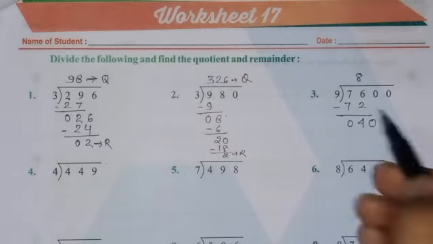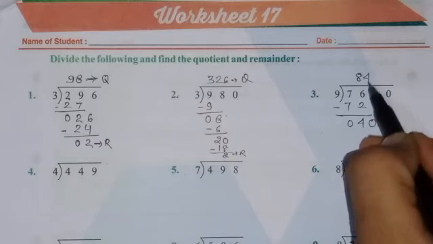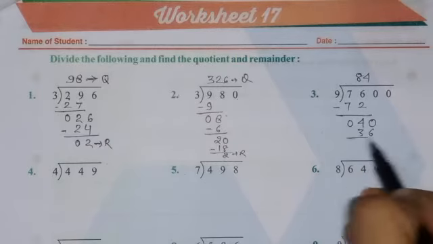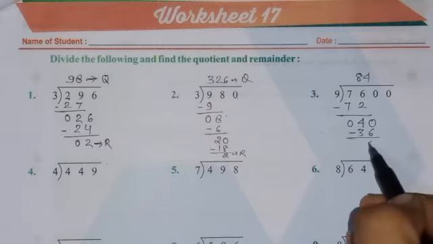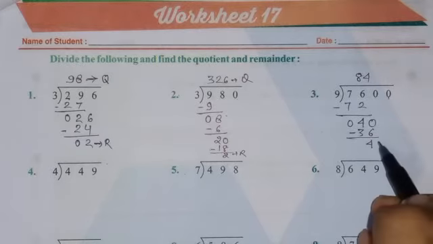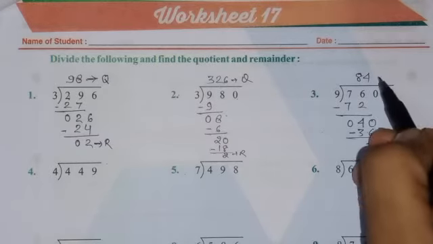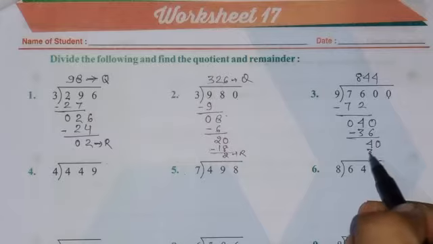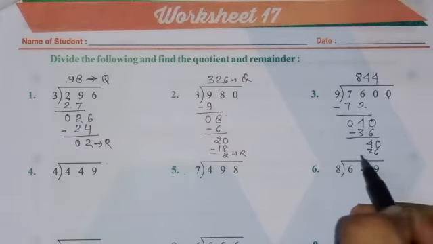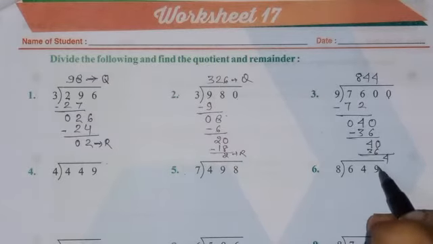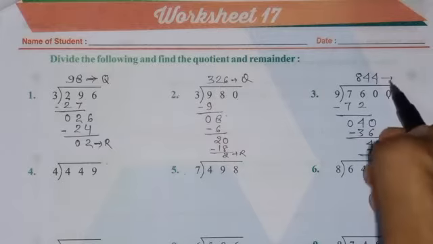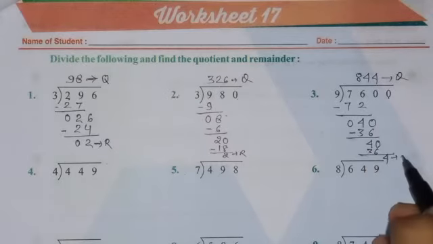Table of 9. So 9 4s are 36. On subtracting you will get 4. Now write down this 0 here. Again 9 4s are 36 and on subtracting you will get 4. Okay students, so this one is quotient and this one is remainder.